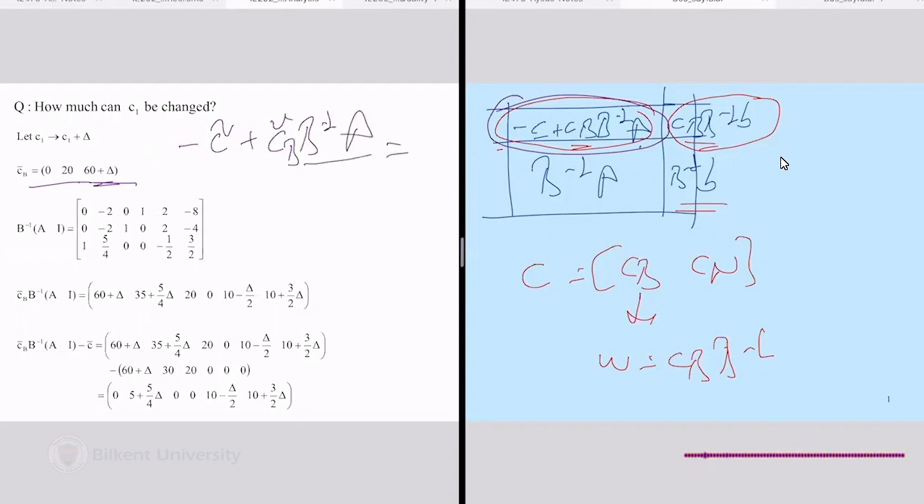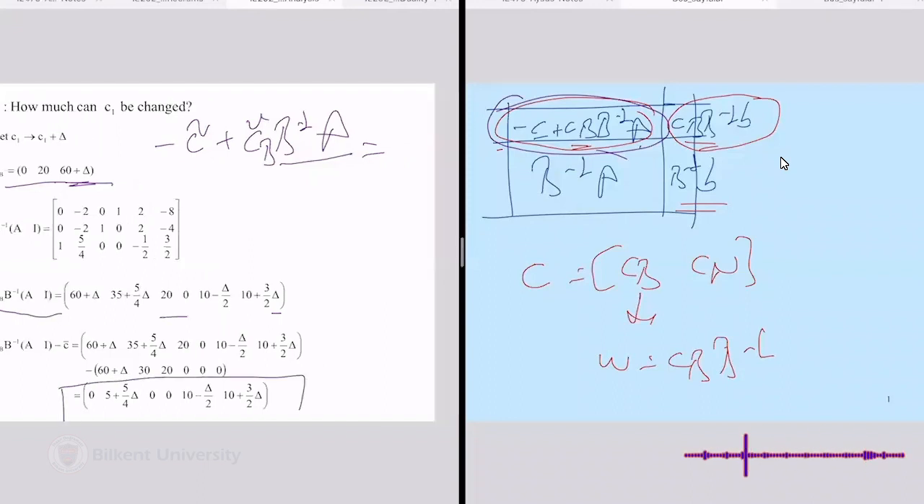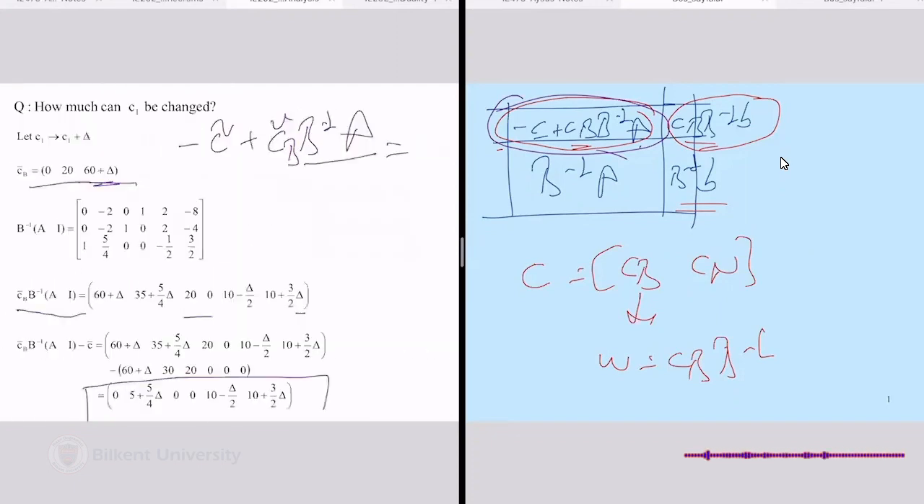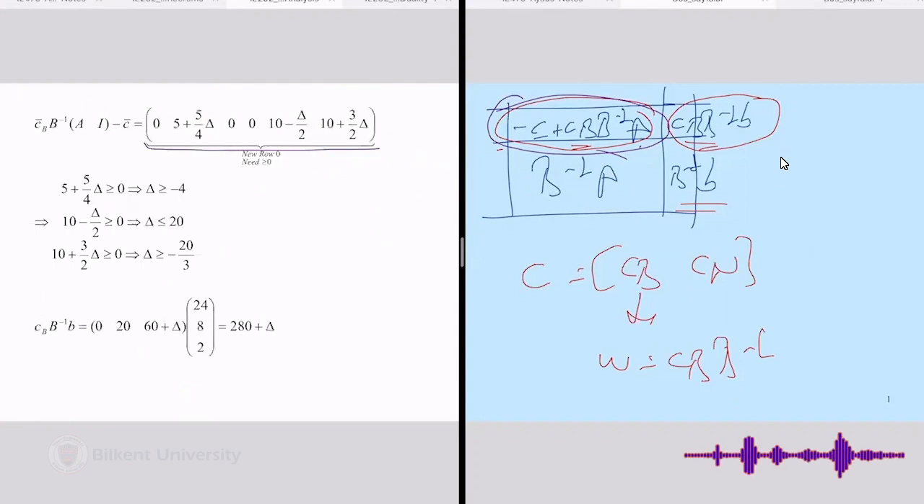B inverse A is already here, but depending on which way you want to go, you need to do these matrix and vector multiplications, all right? We multiplied with CB, and then we subtracted C from that, and this is our new row 0. It was not the final version. You need to subtract C also. So CB B inverse A minus C is what's written in here.